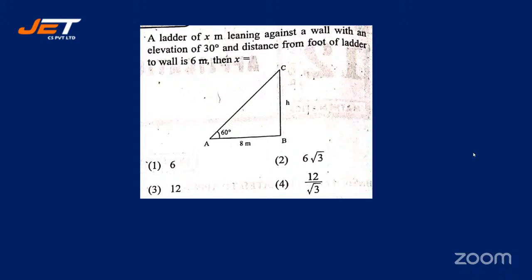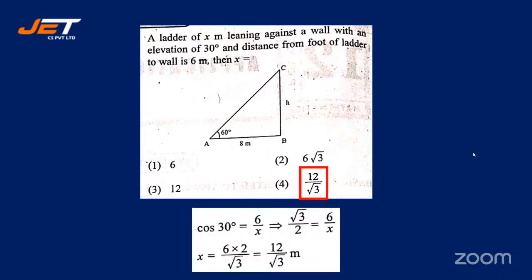So here you can see the ladder of x meter leaning against a wall. The elevation is 30 degrees. The distance from the foot of the ladder to the wall is 6 meters. Then what is the value of x? Yes, so you can see here cos 30 is 6 by x. So what is cos 30? Root 3 by 2.